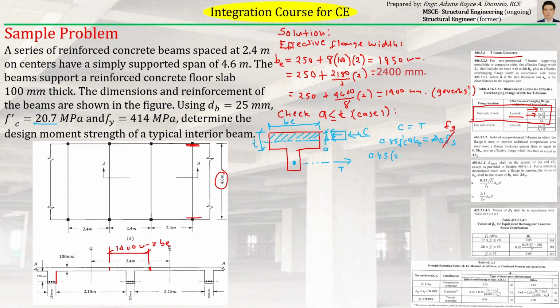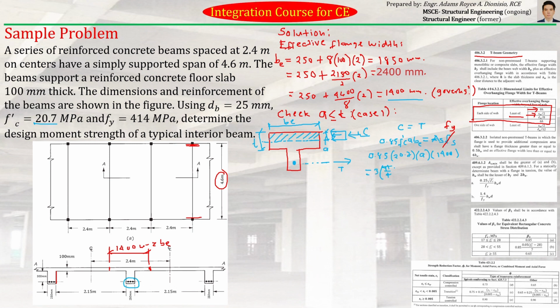Okay, so from there, we just have to substitute corresponding values, 0.85 times FC prime, which is 20.7, times A, which is unknown. BE natin, yung 1.4, pinakamaliit. And that must be balanced by AS na tatlo diameter 25, so 3 times pi over 4 times 25 mm squared. Okay, that will be our AS, and then yung Fy natin ay 414.